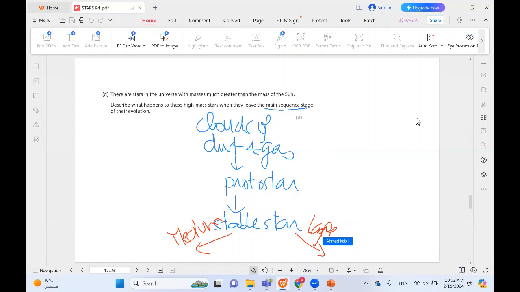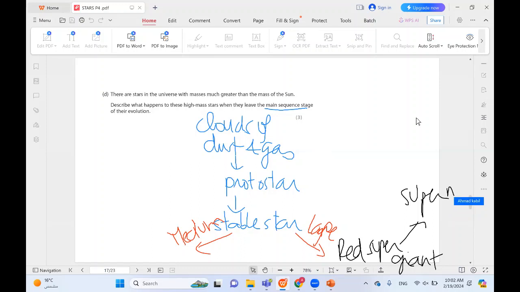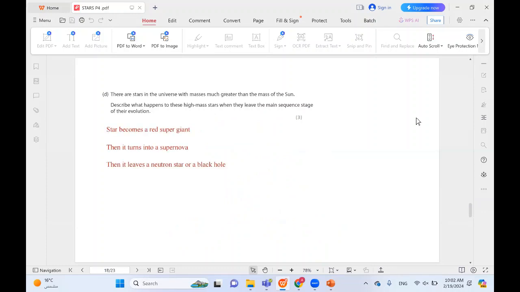So what happens when you have a large star? Large star, we get a red supergiant. And this explodes into a supernova. So everything has the word super because it's a very large star to begin with. So let's check the answer together. The star becomes a red supergiant, then it turns into a supernova, forming a planetary nebula, which leaves behind a neutron star or a black hole. So these are the 3 statements that you needed to write for this question.